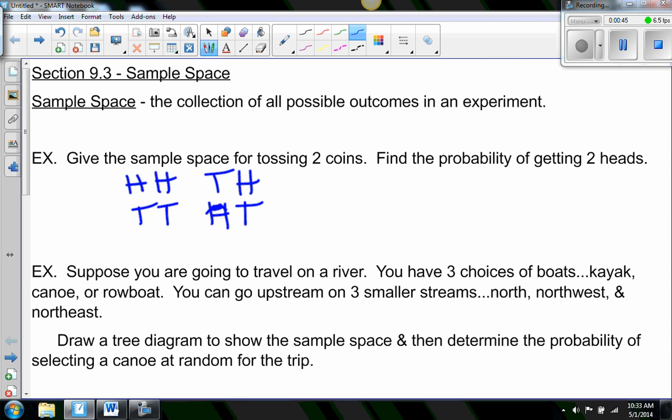So then it says find the probability of getting 2 heads. Well, there's the 1 chance right here out of my 4 chances. Pretty straightforward.